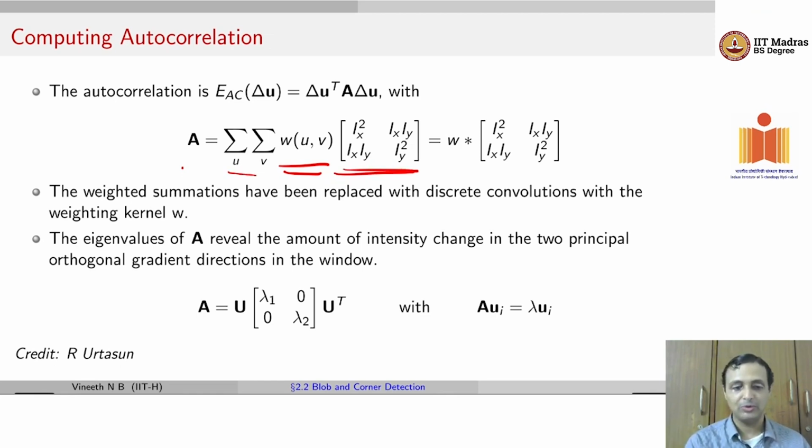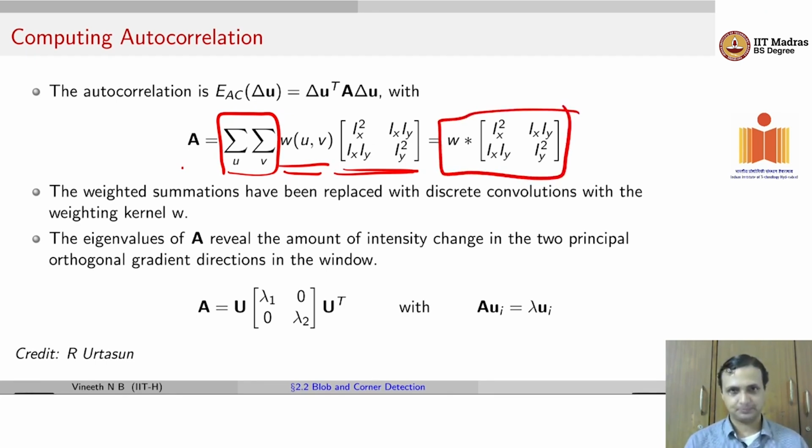W of u comma v, you're going to have, remember, two components of the summation: Ix square, Ix Iy, Ix Iy, Iy square. Those are going to be your gradients, and that is going to be your A matrix. So we defined autocorrelation in a particular manner, where we take a patch, move it a bit and see how the image properties change in that local region. We then took the definition of autocorrelation, played with it a little bit, and came up with an expansion which looks somewhat like this, and we are now focusing on this matrix A.